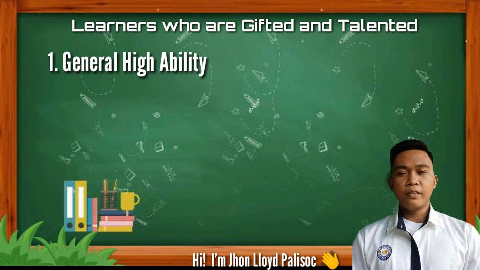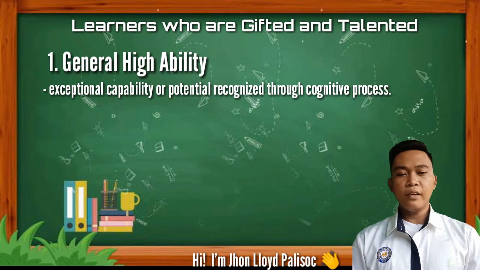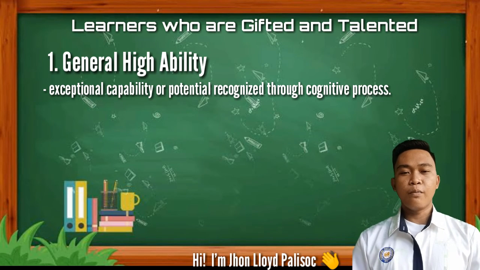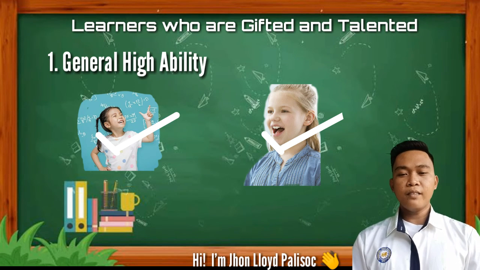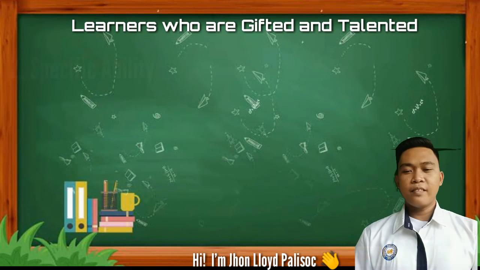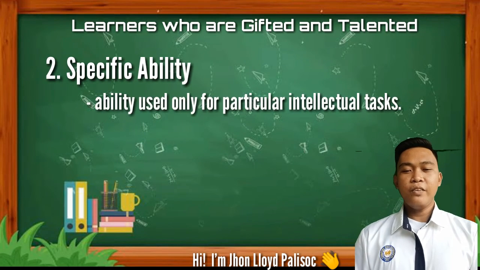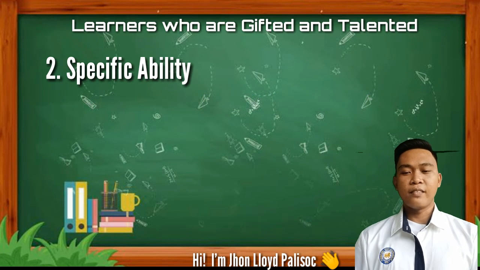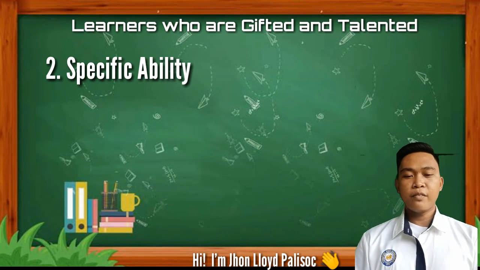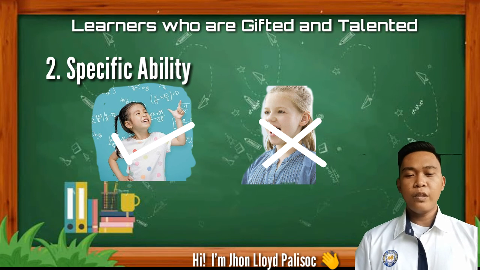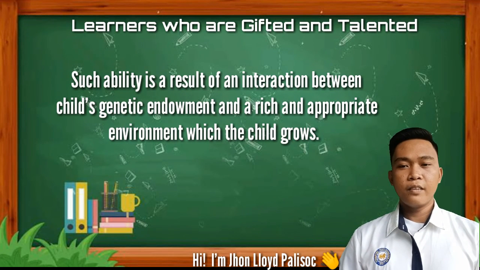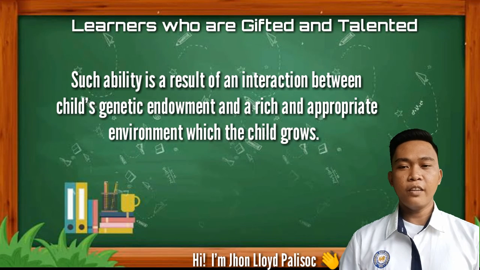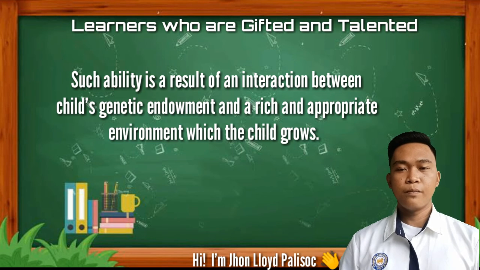First is general high ability. This refers to exceptional capability or potential recognized through cognitive process. Example, learners who have striking talent for both mathematics and language skills. Second is specific ability. Ability used only for a particular intellectual task. Example, a learner may have striking talent for mathematics without being equally strong in language skills. Such ability of intellectually gifted learners is a result of an interaction between the child's genetic endowment and a rich and appropriate environment in which the child grows.